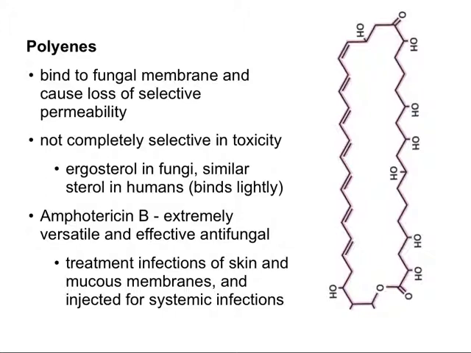These guys bind to the fungal membrane and cause loss of selective permeability. Fungal membranes contain a steroid that's called ergosterol, as you may recall, and the human membranes don't, which is what allows polyenes some specificity to the treatment of fungus. However, the sterol in humans is still pretty similar to ergosterol, so in some cases we'll find that the polyenes bind very lightly to those, so there's still some toxic effect. The most effective and versatile polyene treatment is amphotericin B. It's used to treat candida infections of the skin and mucous membranes, but can also be injected for systemic infections.